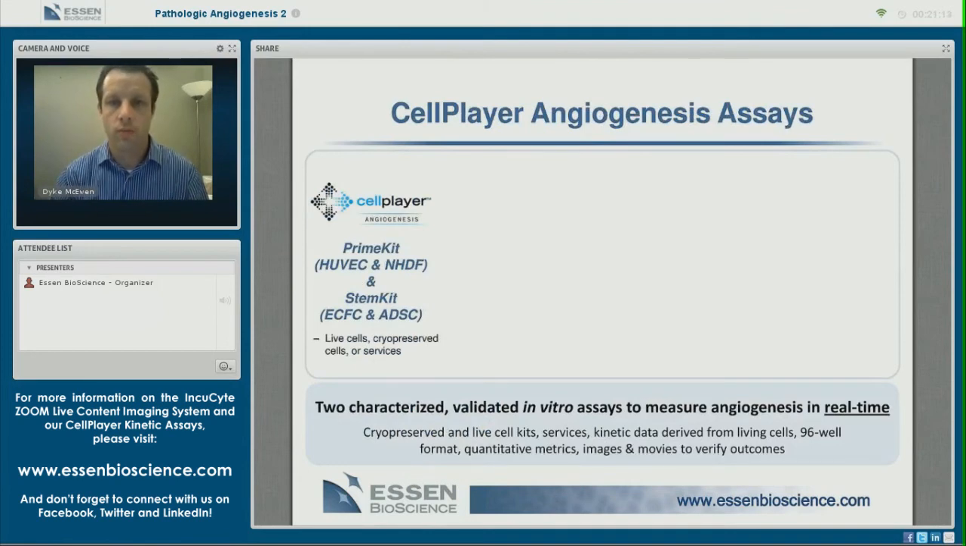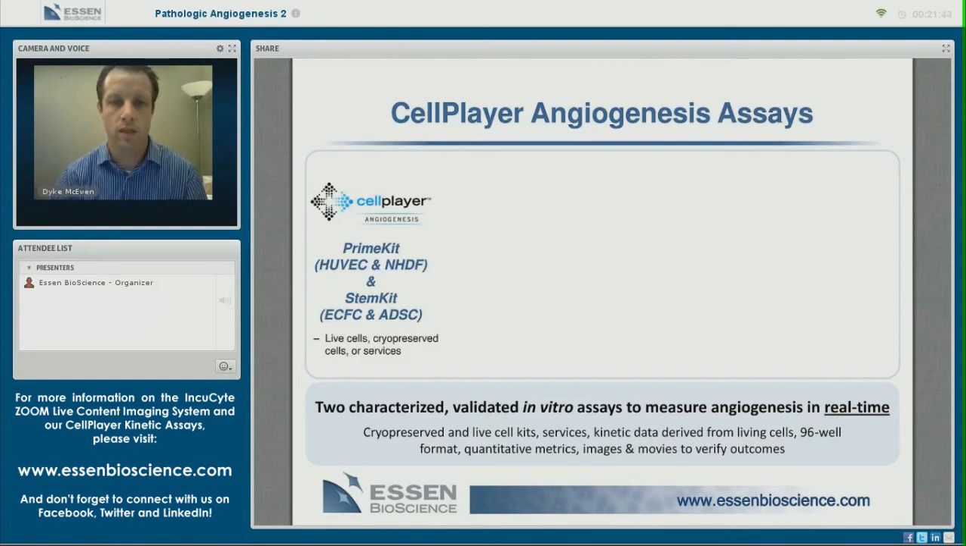First, just to talk a little bit more about our approach, we've developed two characterized and highly validated in vitro assays to measure angiogenesis in real time, and we call these the prime kit and the stem kit. The prime kit is a mix of human umbilical vein endothelial cells and normal human dermal fibroblasts, while the stem kit is a co-culture of stem cell-based cell lines, endothelial colony-forming cells in co-culture with adipose-derived stem cells.